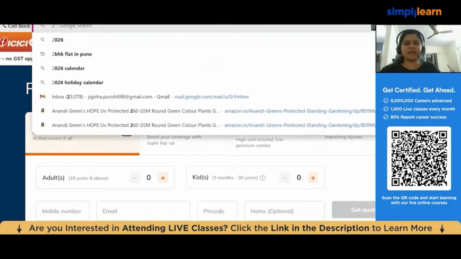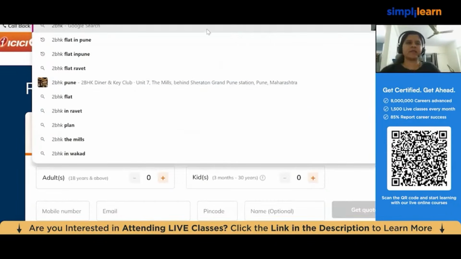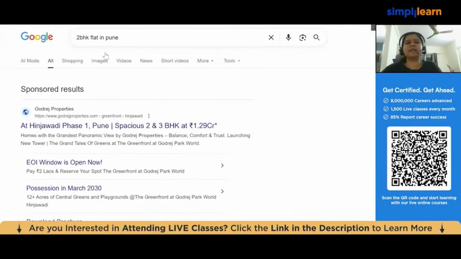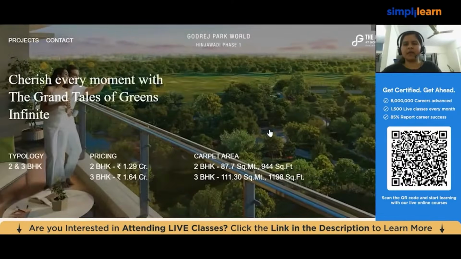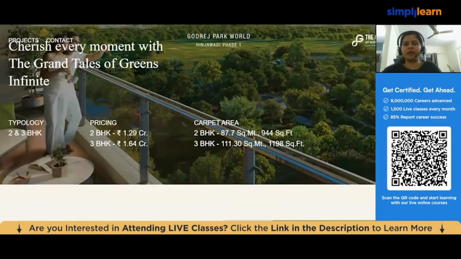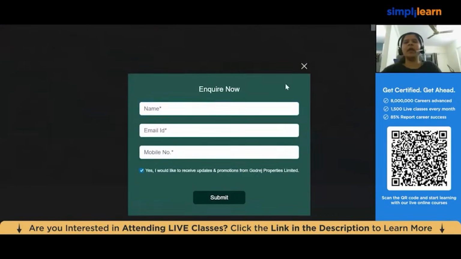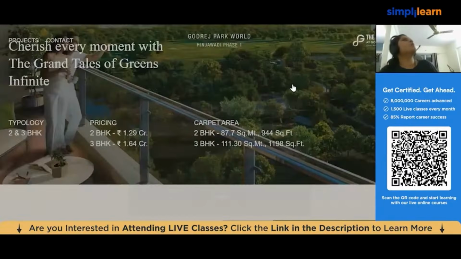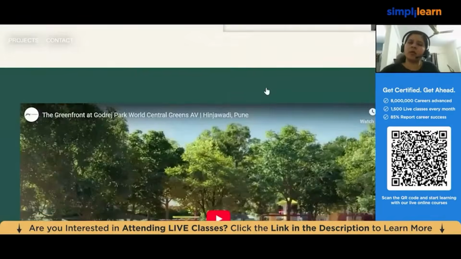Same, like right now I reside in Pune. So let's say I'm searching, I want to buy a 2 BHK flat in my city. I'll search for it. Can you see the Godrej property? The Godrej brand is running a search ad. If I click on it, it will ask me to inquire now, and here I have to give my details. They will call me, the sales rep would call me, they'll do some offline scheduling, and then I'll convert.